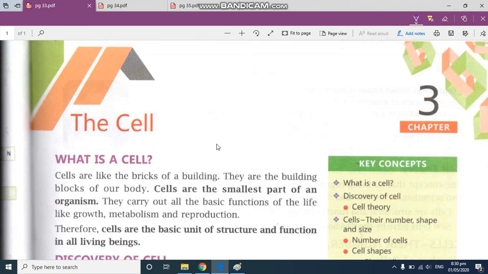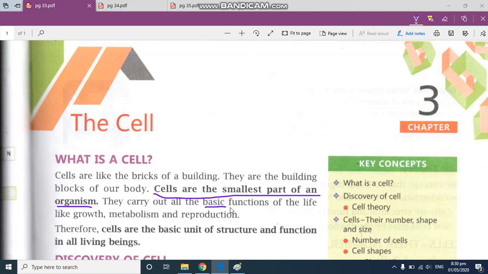Suppose you want to make a building, you don't need just one brick. You'll take one brick and then another and hundreds of bricks to form one building. Same way, each and every living body is made up of cells and it starts with a single cell and then keeps on multiplying. So you underline this line that cells are the smallest part of an organism.